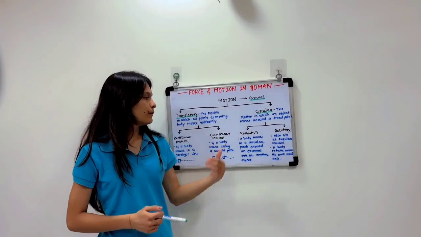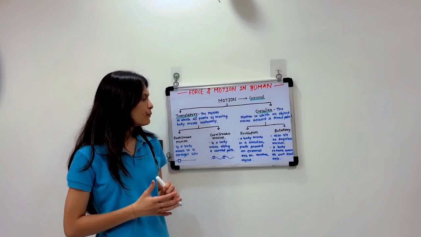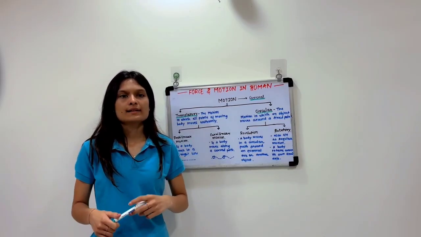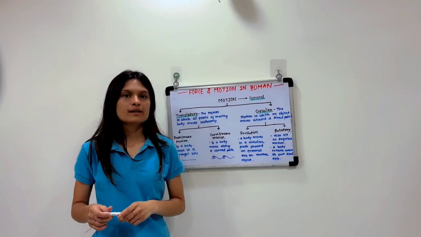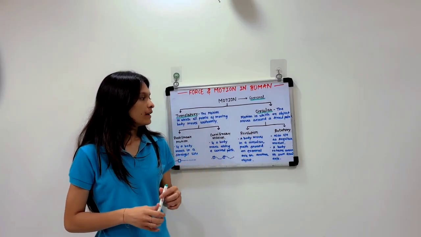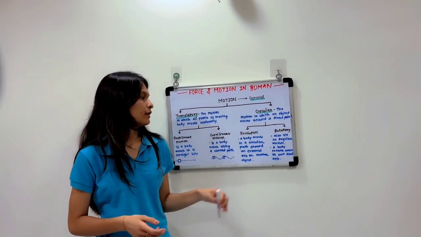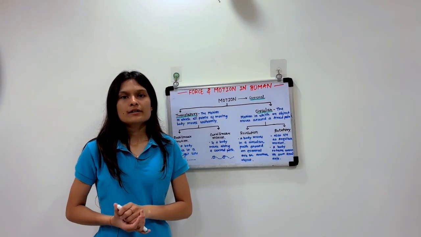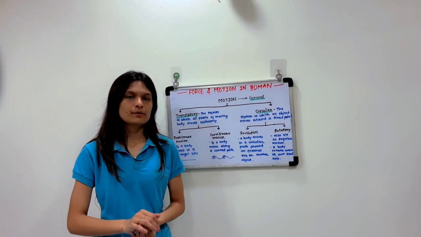So now, revolution motion. A body moves in a circular path around an external axis or another object. Example, movement of the hand while drawing a circle. Rotatory motion. It is also called angular motion. A body rotates around its own fixed axis. Example, rotation of the forearm during supination and pronation movement.